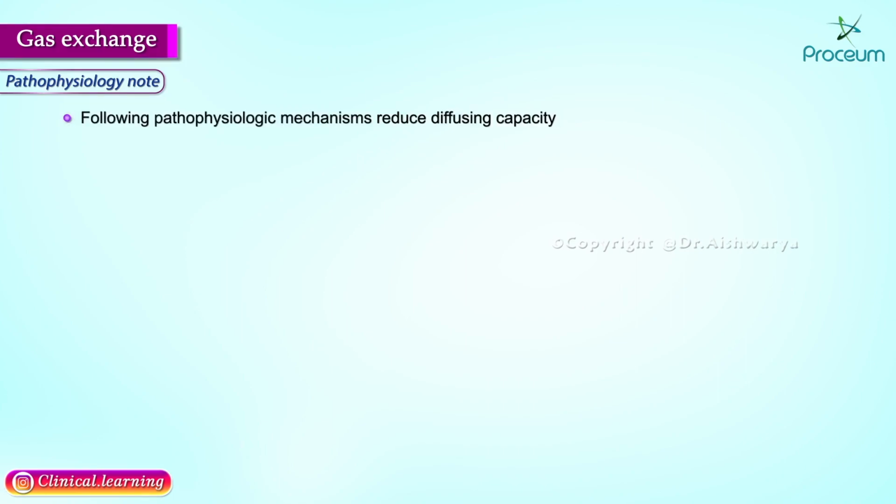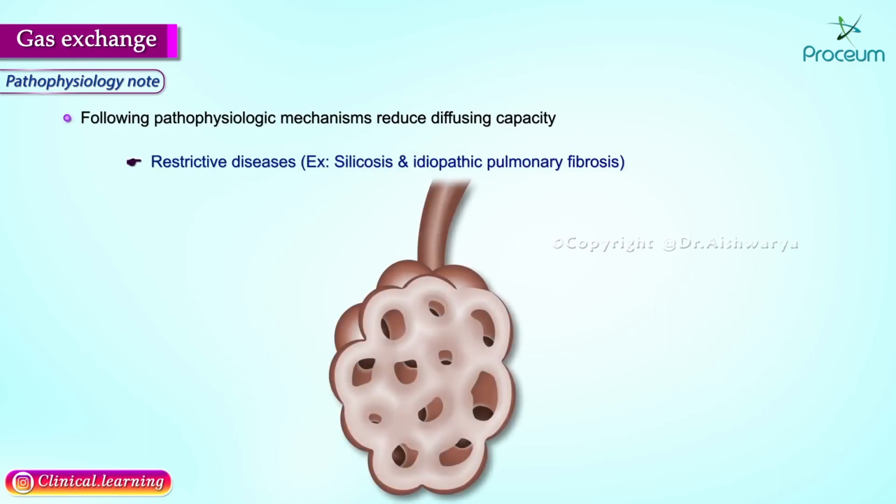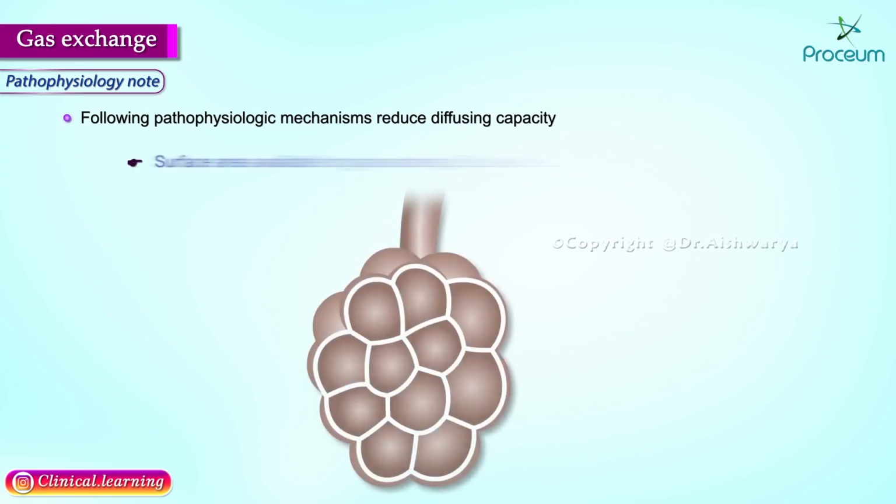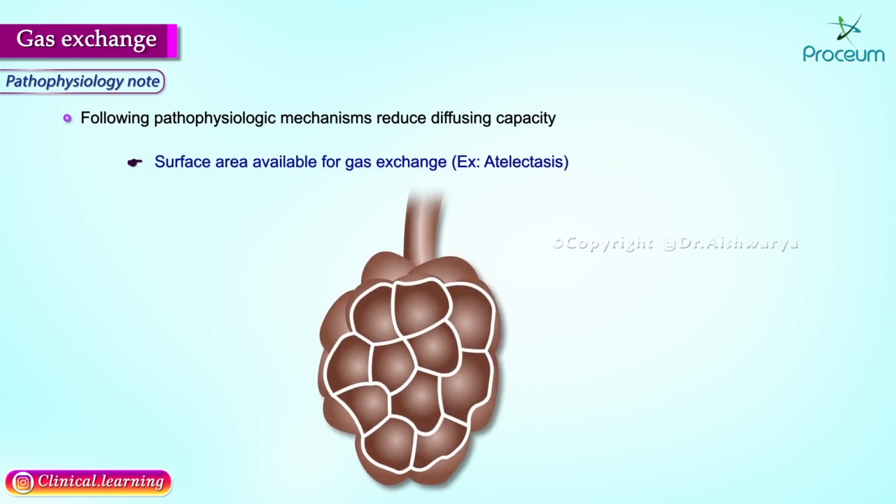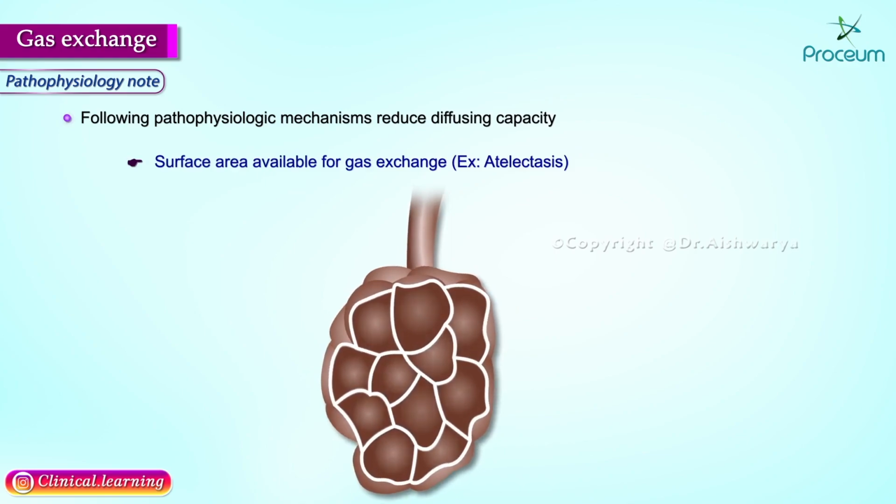The following pathophysiologic mechanisms reduce the diffusing capacity of the gas, that is oxygen. One is the restrictive diseases, where there is an increased thickness of the pulmonary membrane, for example silicosis or idiopathic pulmonary fibrosis. The second is a decrease in the surface area available for gaseous exchange, as we can see in the collapse of the alveoli, atelectasis, or of any of the lung segments.